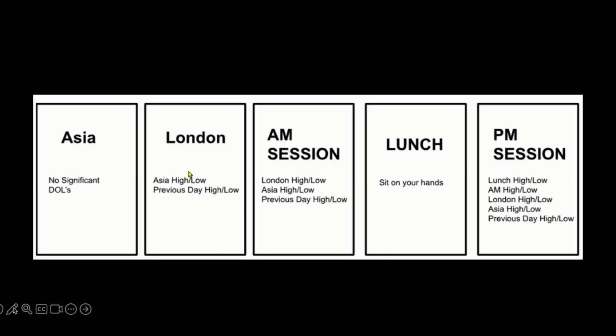During London, we can refer to the Asia high and low, and we can refer to the previous day's highs and low. During the AM session, we can refer to the London high and low, and the Asia high and low, and the previous day high and low. During lunch, we sit on our hands and we do not really try to refer to anything. However, if you do decide to trade lunch, and you see that lunch is likely to move aggressively, then what we refer to is all of the previous time windows.